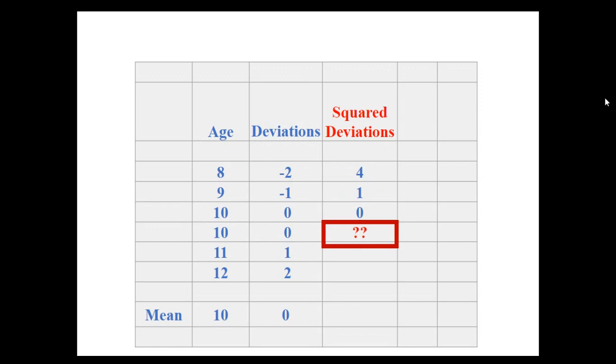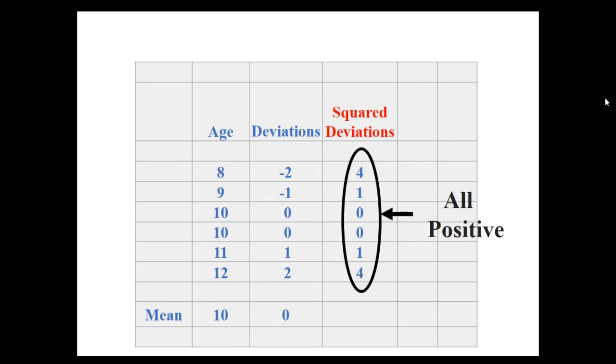Do this again. What about this? Square 0. Of course, we get a 0 again. We already did that. What about if we square 1? Right, we get 1, because 1 times 1 is 1. And finally, we're going to square 2, and what do we get? Right, 4, because 2 times 2 is 4. So now we've squared all the deviations.